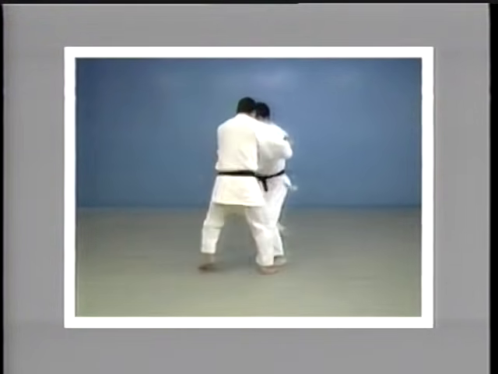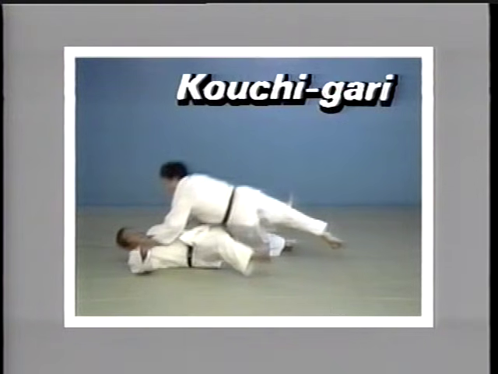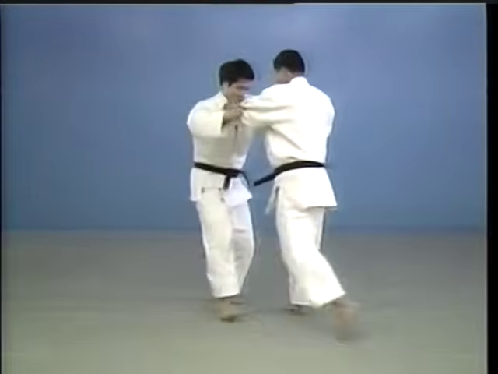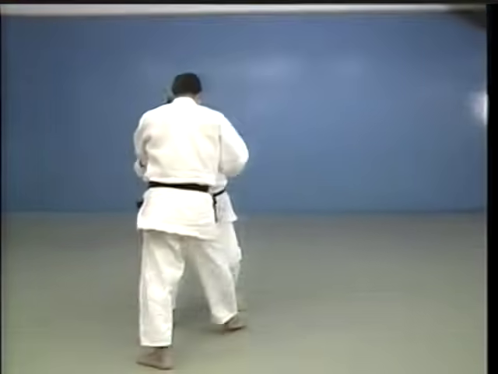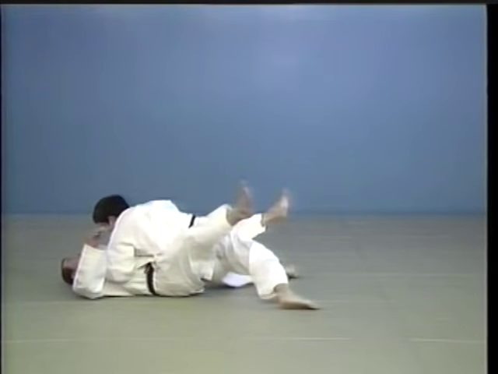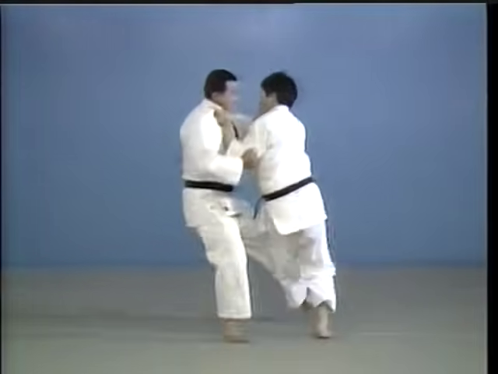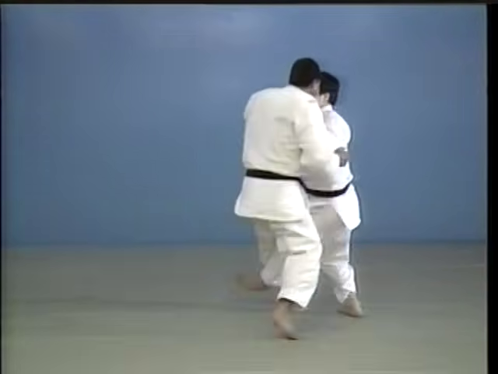Ko Chigari. In Ko Chigari, you pull your opponent's foot forward, then you clip just as his foot comes down on the mat. In this instance, you cut down on the retreating foot of your opponent.